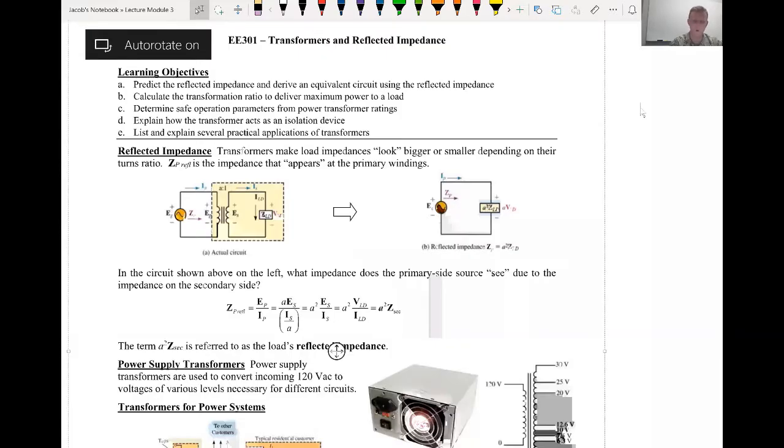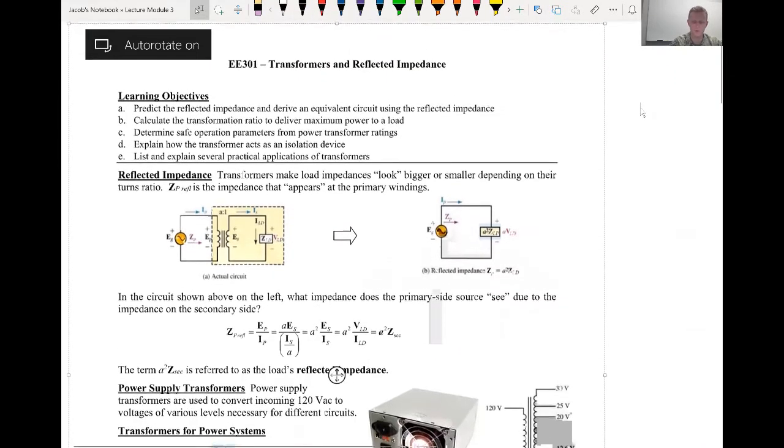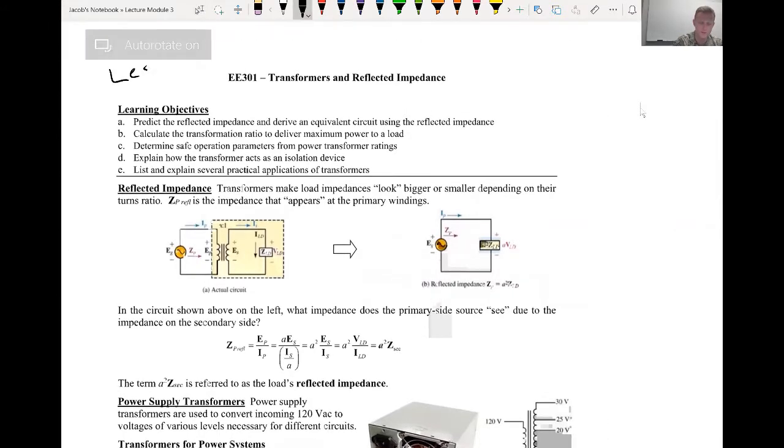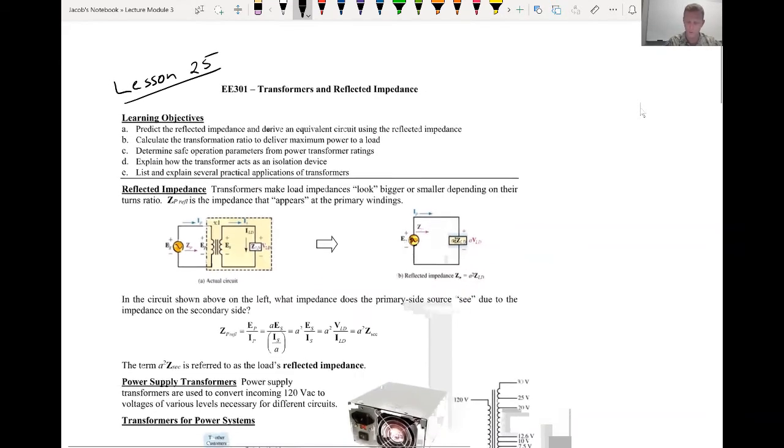Okay, let's talk about Transformers 2. This is the second lesson on Transformers. If you didn't watch lesson 24, please go watch it first, otherwise this probably won't make a ton of sense. But just a review on Transformers, we have a transformer which is two inductors that are put side by side.